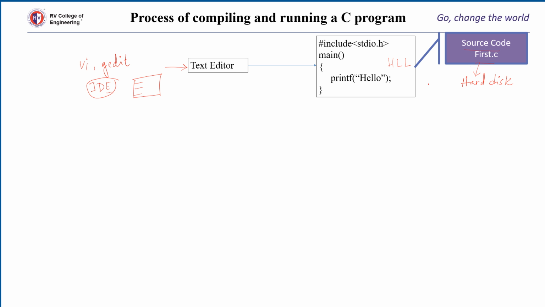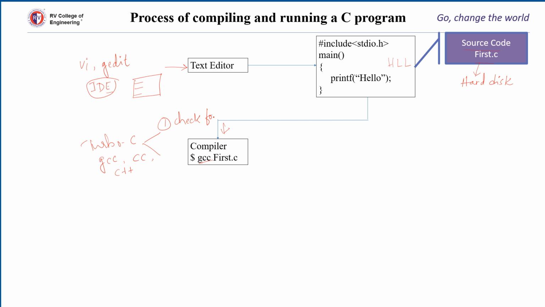As discussed previously, any program that is written in a high level language must be translated. So how do you translate? We translate it using a compiler. Again, there are various compilers available. You have the TurboC compiler, the GCC compiler, the CC compiler, the C++ compiler, etc. The compiler does two things. One is it will check for mistakes.